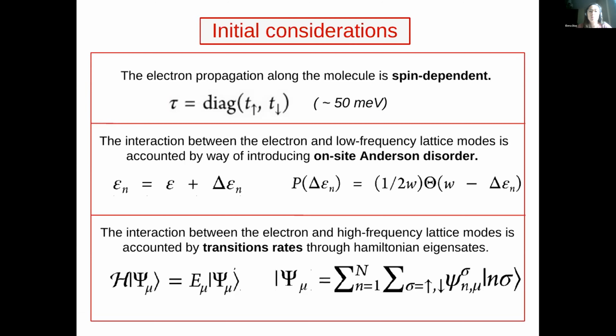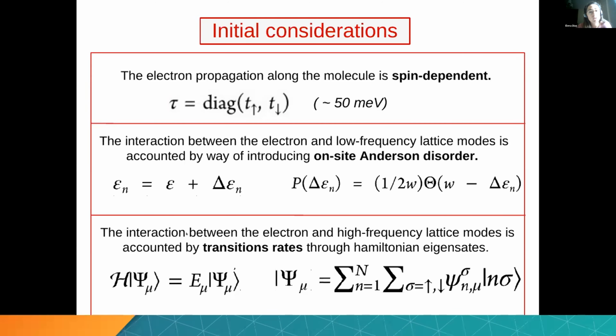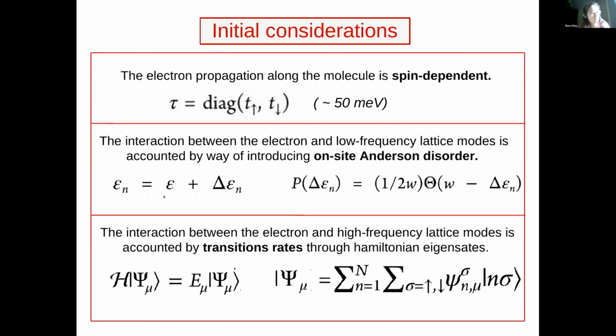So our proposal is that because we are working with organic molecules that are very flexible, there has to be some interaction between the electron propagation and lattice vibrations of the molecules. And this effect will give us, hopefully, the spin polarization increasing with the molecular length. The interaction between the electron and the low frequency modes will be modeled by introducing a uniform site Anderson disorder in the on-site energies. And the high frequency modes interacting with electrons will be accounted for by some rate equation that I will show you now through some transition rates.